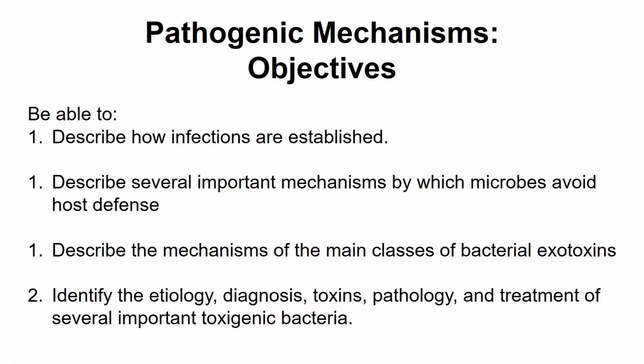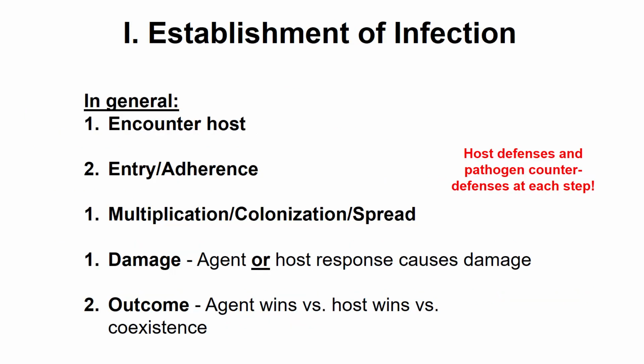Describe the mechanisms of the main classes of bacterial exotoxins, and I'll tell you a little bit about what the difference between an endotoxin and an exotoxin is. And describe the etiology of disease, the diagnosis, the mechanism of virulence and disease-causing activities, as well as treatment courses for several clinically important bacteria that are known to cause disease in humans. And I expect that most of you will have heard of these organisms and know at least in a general sense about these diseases that I'll describe.